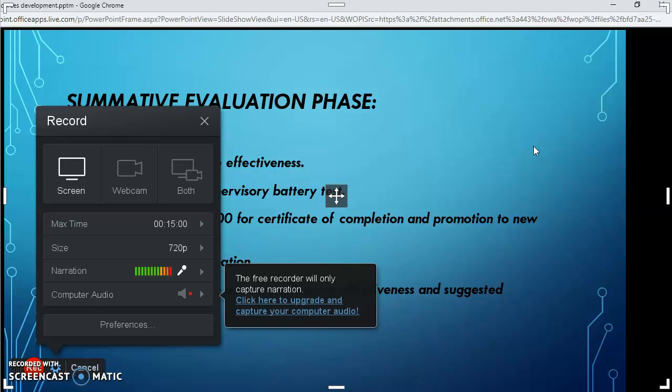Again, with the summative evaluation, the final comprehensive supervisory test will measure overall effectiveness with a criteria of scoring 80 correct answers out of 100 answers in order to pass the course, receive a certificate of completion, and be formally promoted to the new position of new supervisor within Broward County.